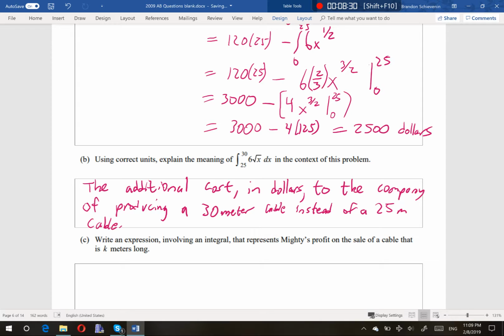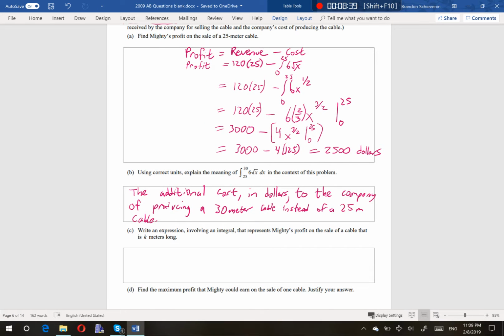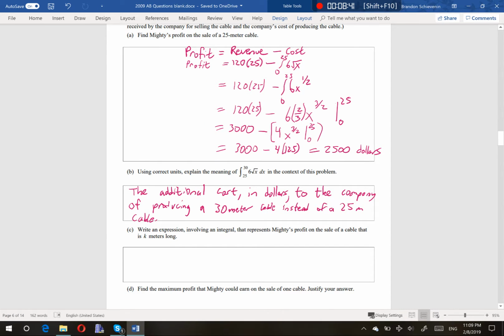No. Okay. For part C, I want to write a general expression involving an integral that represents our profit on the sale of a cable that is any length long. What do you guys think I should do?